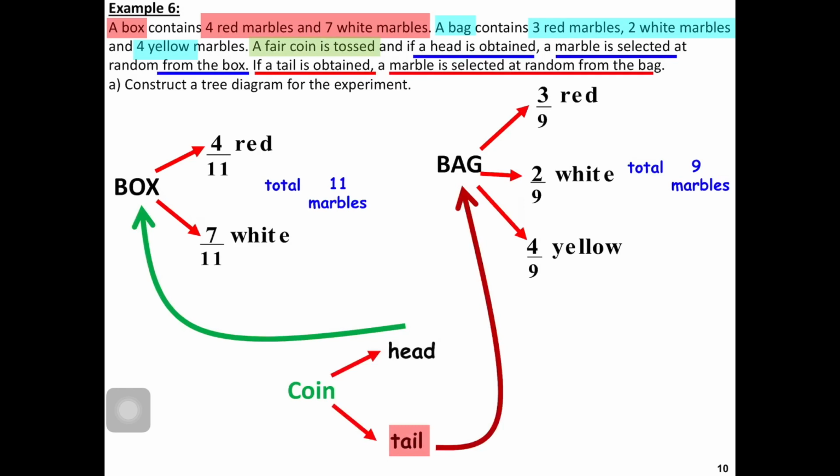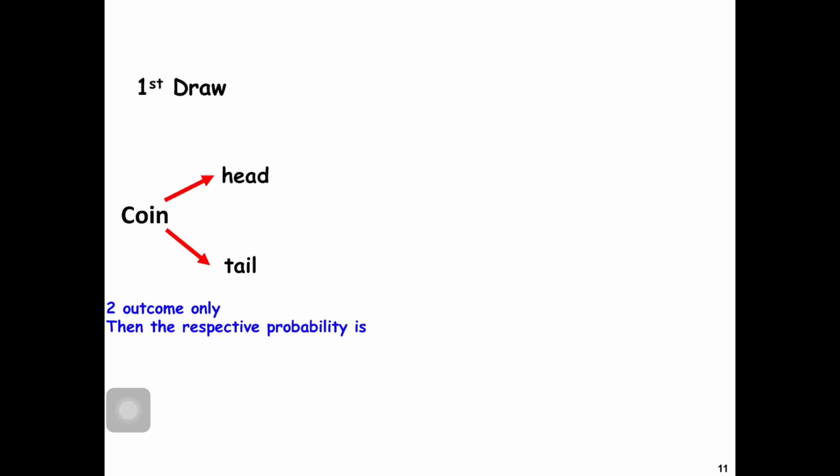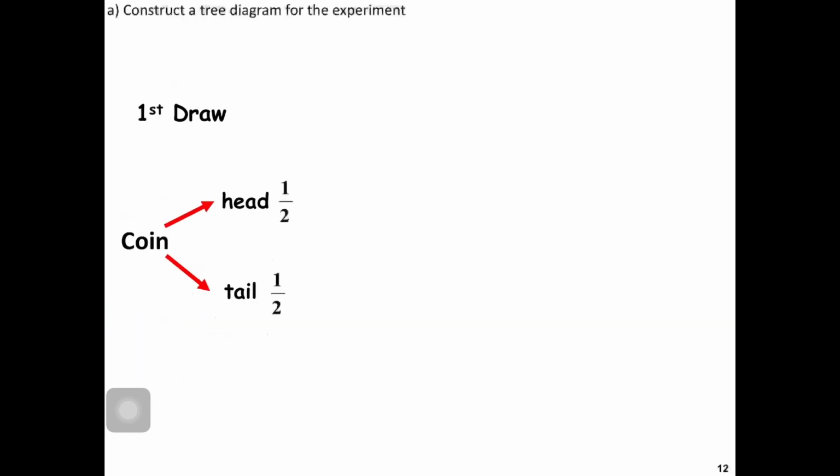So this is what we get when we jot the idea on a piece of paper. Now rearrange the diagram that you have initially. In the first row you toss a coin. Either you get a head or a tail, two outcomes only. The respective probability is 1/2. So the probability to get a head is 1/2 and the probability to get a tail is also 1/2.